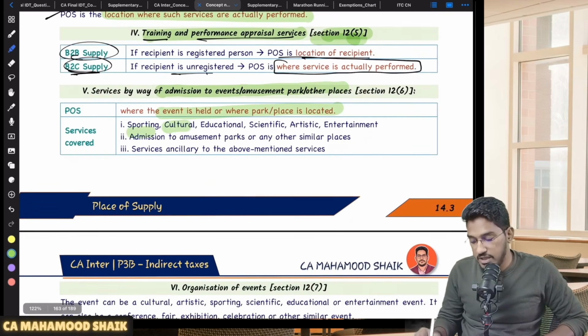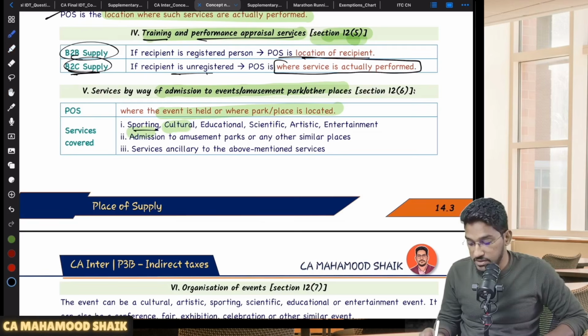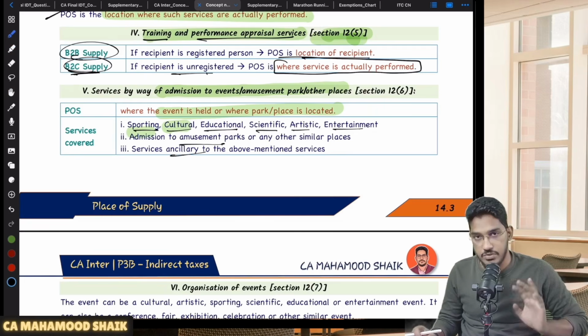It could be a sporting event, cultural event, educational event. So let me write it here. Sporting event, cultural event, educational event, scientific event, artistic event, entertainment event, or it could be admission to amusement parks or any other ancillary services to the above.